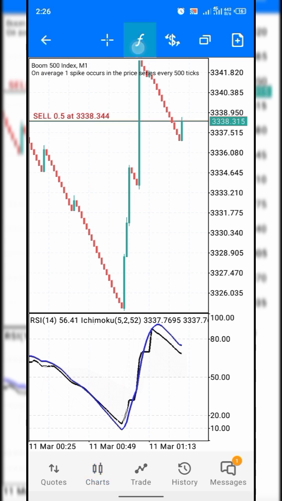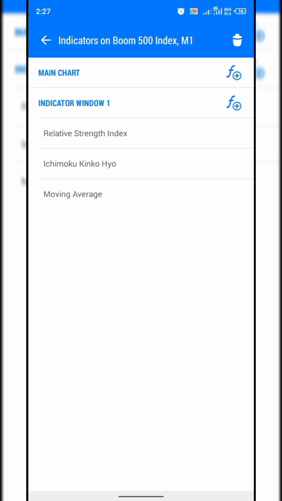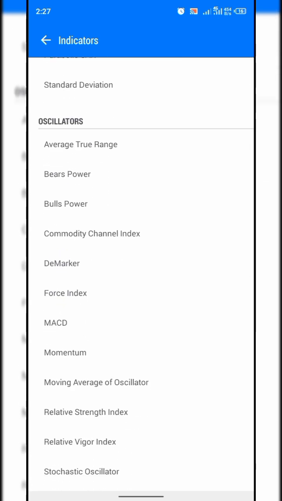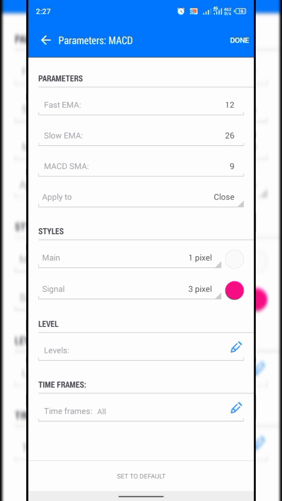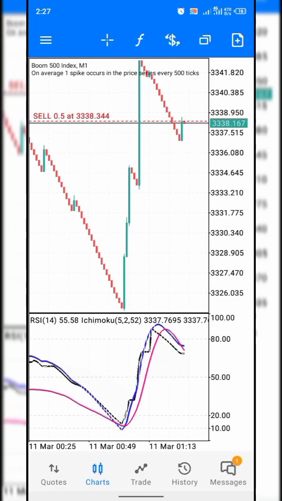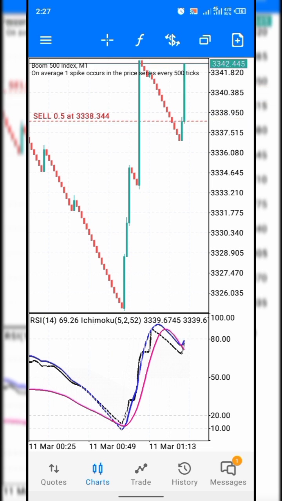So let's add another one, last on the indicator window 1. We are going to add the MACD. This one should be pink. Then the fast EMA should be 12, slow EMA 26, MACD SMA should be 9. Apply to close, then click done. Now you have 3 lines under this second part of the screen. Yes, that's the second part of the screen. That is where you will be looking at your entries. That is where you find your entries.